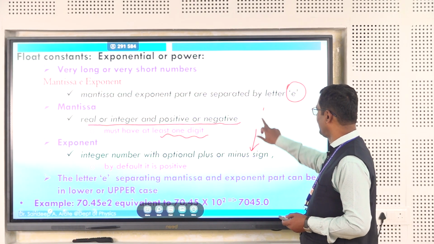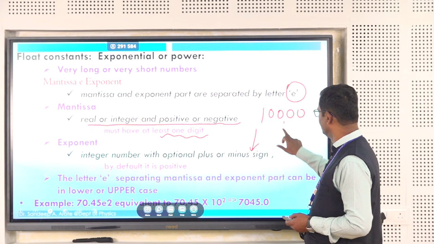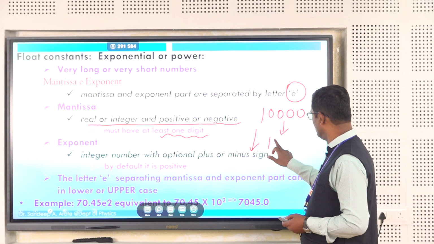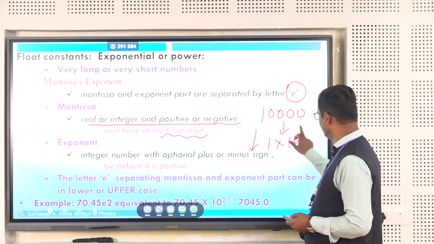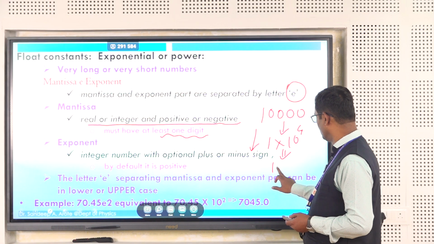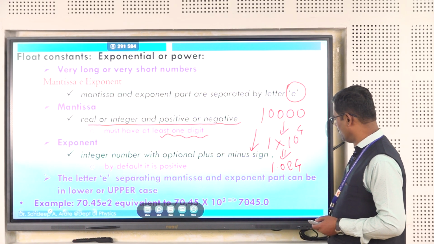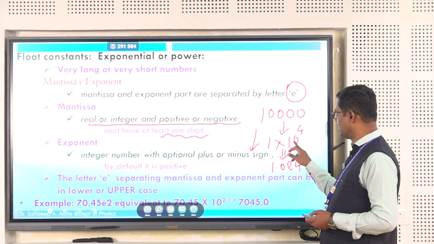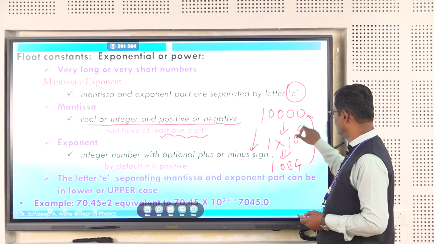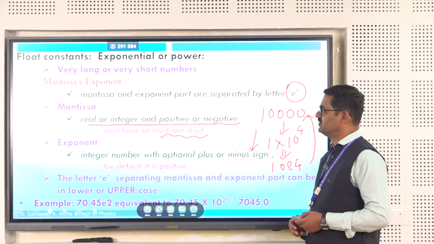For example, if I have 10,000, this 10,000 can be written as 1 into 10 raised to power 4. So, in the C programming language you can write this as 1.0E4. So, 1.0E4 means 1 into 10 raised to power 4, and that simply means 10,000. So, this is the exponential number.